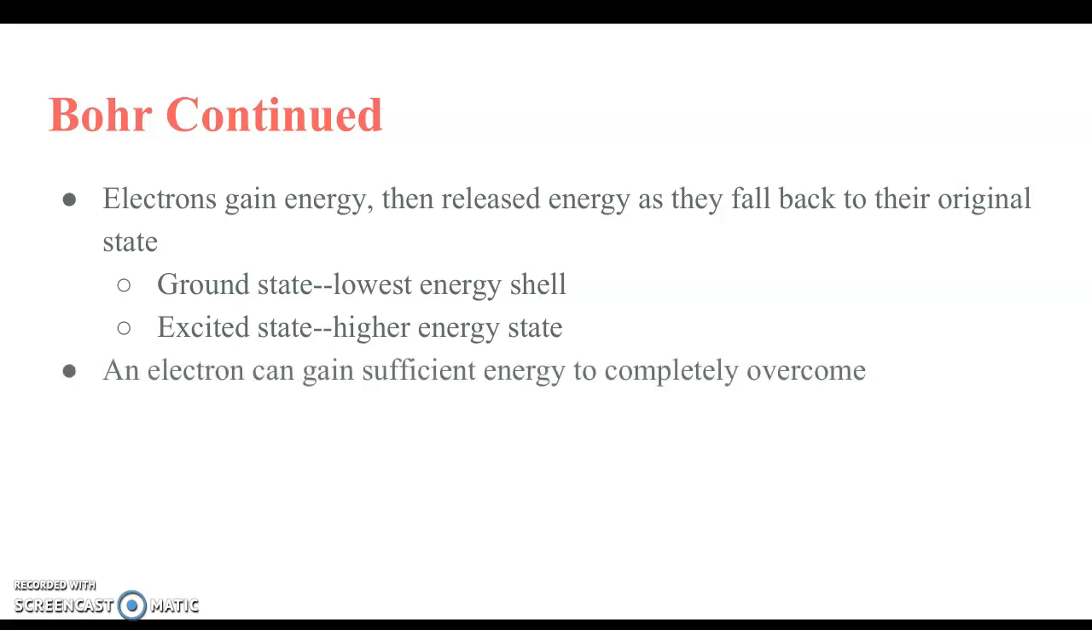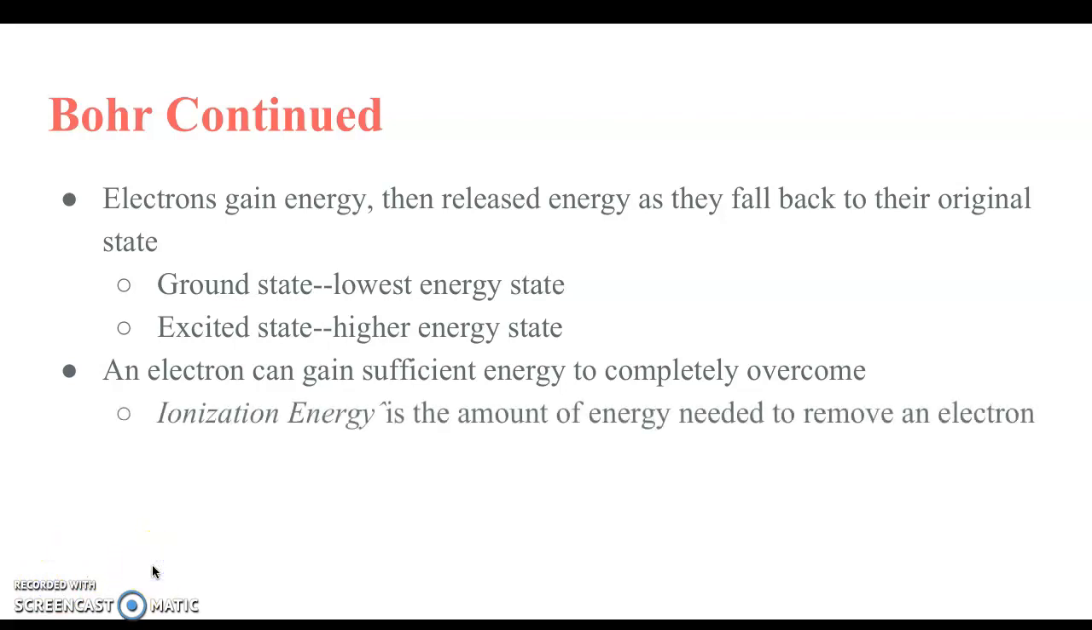An electron can also gain sufficient energy and be completely overcome. What that means is an ion is formed, so with enough energy, an electron can be completely ripped away from an atom. The specific amount of energy needed to remove an electron is called ionization energy. It's called first ionization energy if you're removing one electron, second ionization energy if you're removing a second electron, and so on and so forth.